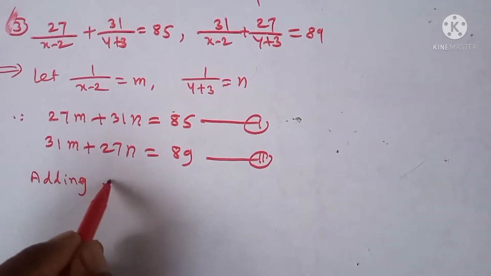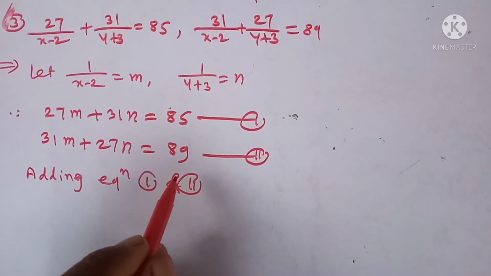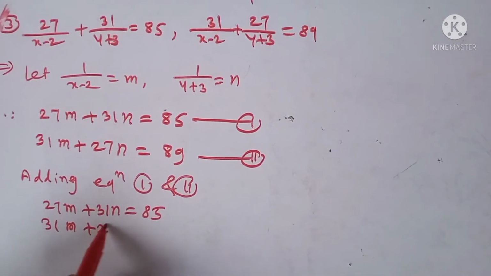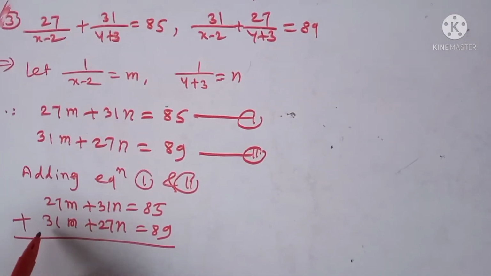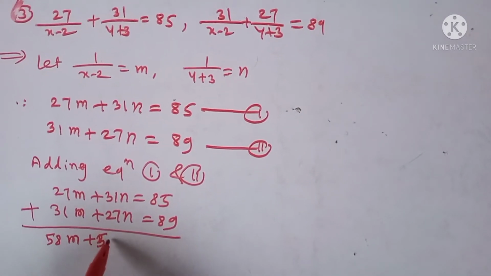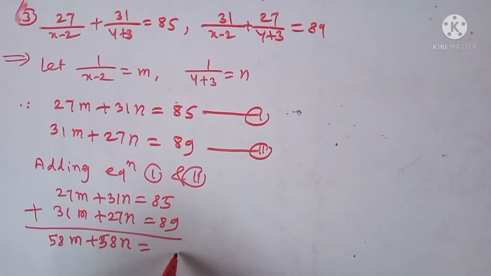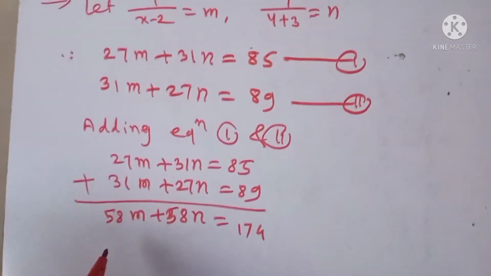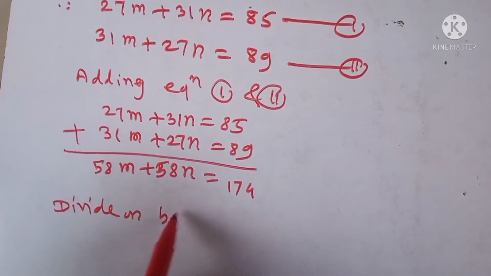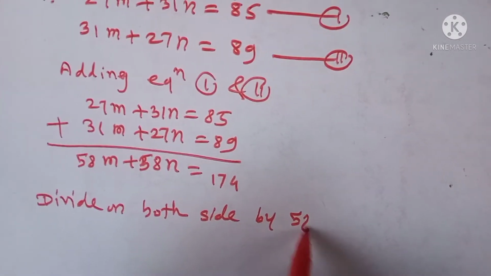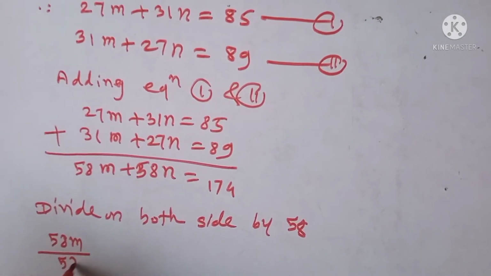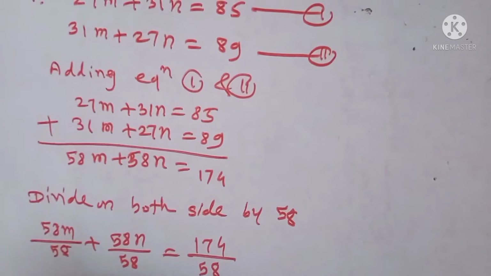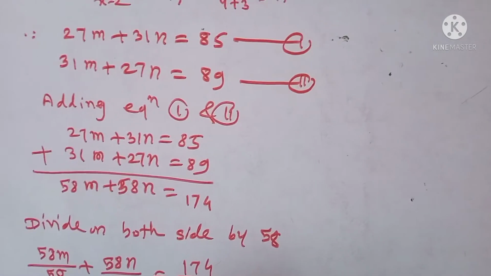Adding equations 1 and 2: 27m plus 31n equal to 85, 31m plus 27n equal to 89. Addition gives 58m plus 58n equal to 174. Divide on both sides by 58: 58m upon 58 plus 58n upon 58 equal to 174 upon 58. So we get the equation m plus n is equal to 3, equation number 3.